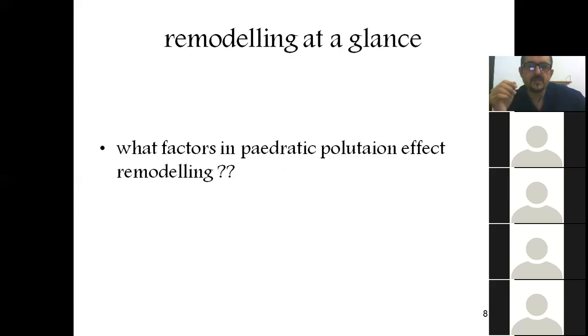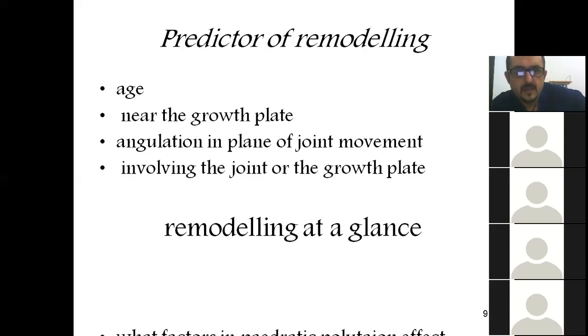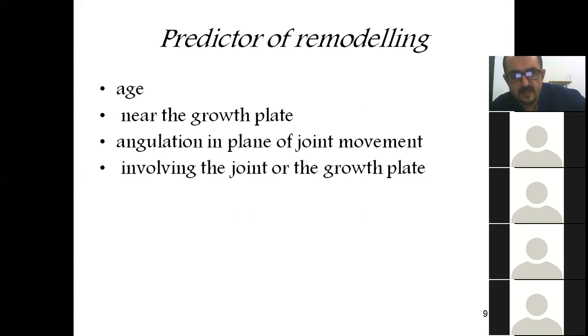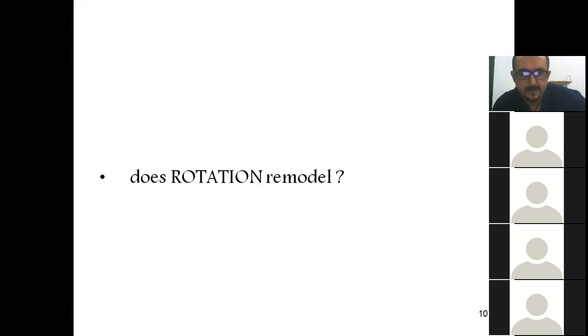So what factors in the pediatric population affect the remodeling? First is age. The younger the age, the more remodeling will occur. Second is the growth plate. Near the growth plate, the fracture will remodel effectively. Third is angulation. Angulation in the plane of the joint movement will remodel more precisely. And any fracture involving the joint or the growth plate will not remodel. So any fracture on the growth plate should be reduced perfectly.